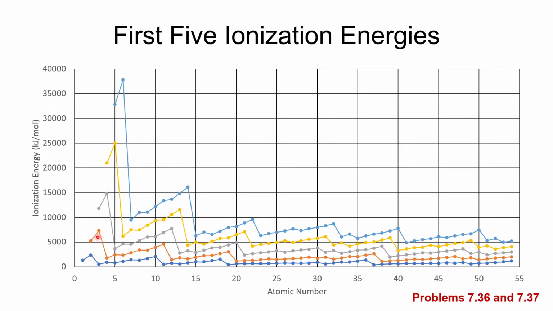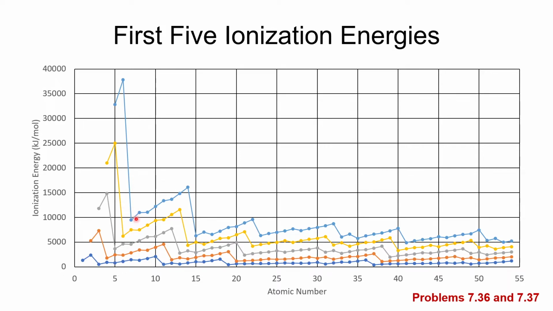The orange one is the second ionization energy. This gray one is the third. The yellow one is the fourth, and this light blue one is the fifth. So even if you're having trouble seeing the colors on your screen, just keep in mind that they are in order. So first, second, third, fourth, and fifth.